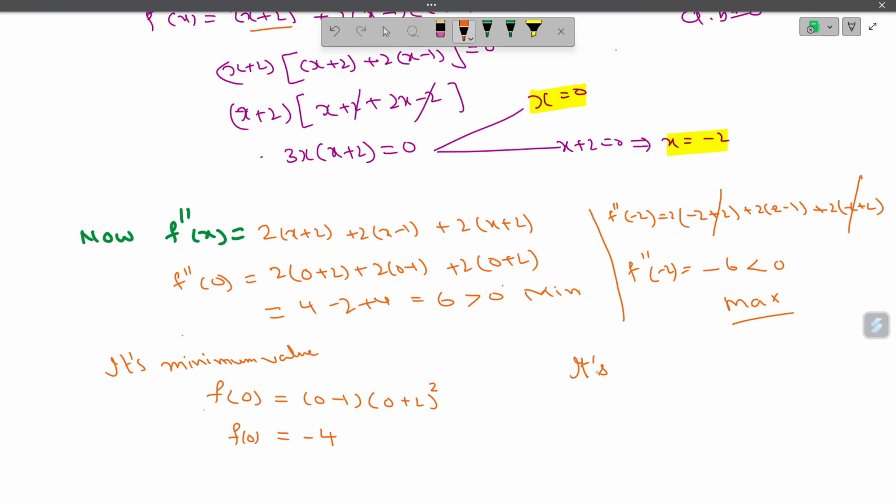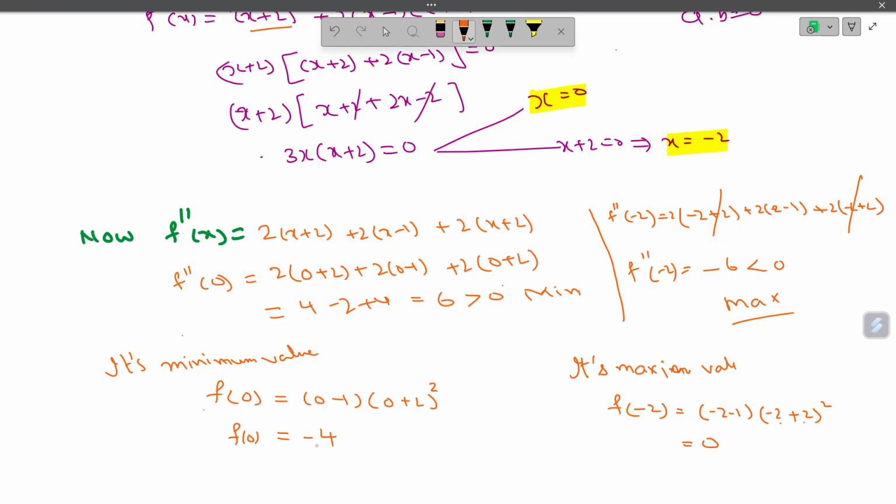Now its maximum value. What is the maximum value? What we got? Minus 2. What is the function? Minus 2 minus 1, minus 2 plus 2 square. Minus 2 plus 2 is 0. 0 square is 0. 0 into anything is 0. So the maximum value is 0.